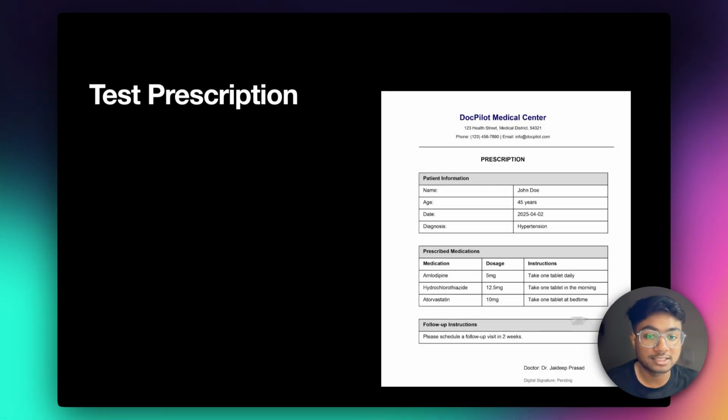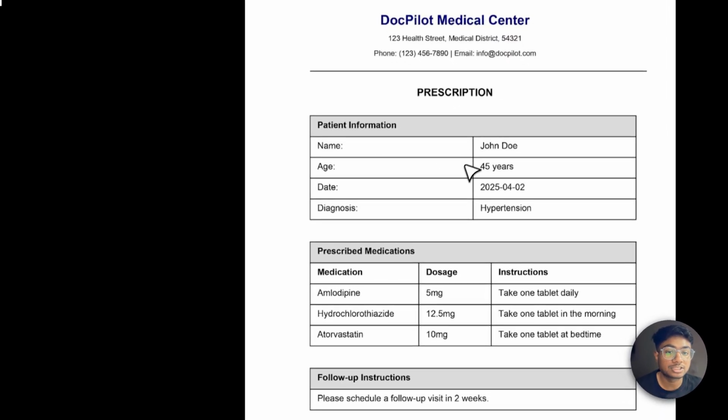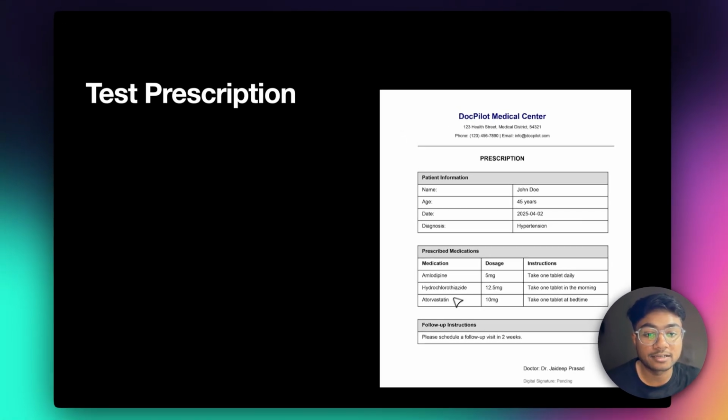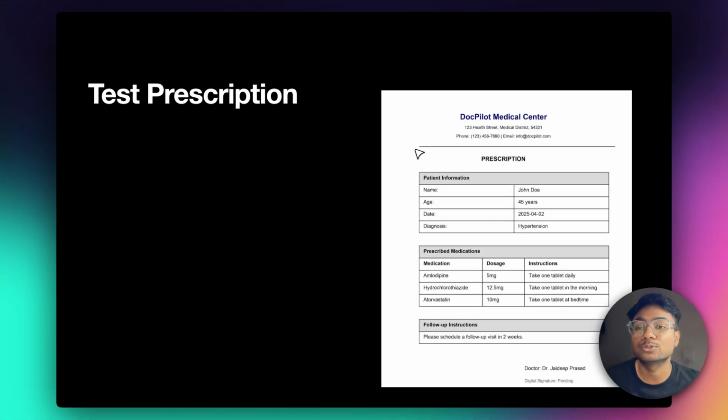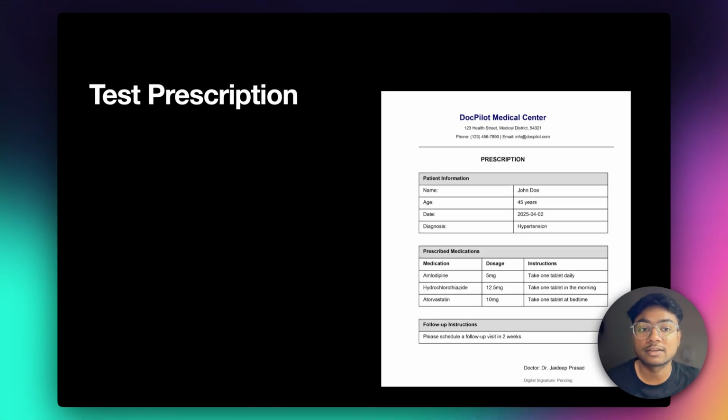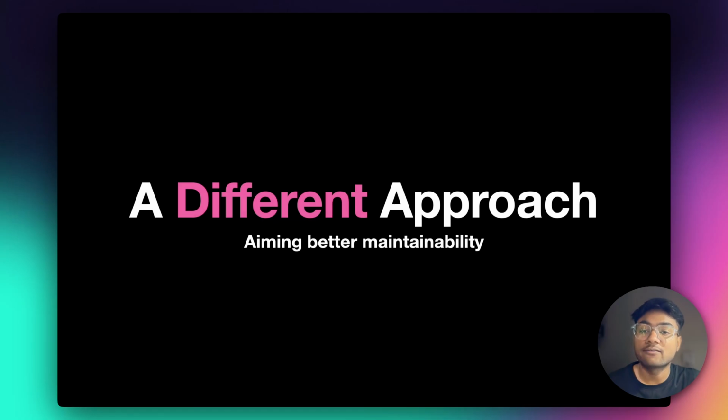This is an example of a test prescription that will be generated, with the name, age, date, and diagnosis, hypertension. A similar PDF like this would be generated with the help of the app itself. The package we are going to use specifically for Flutter is Syncfusion PDF. So I would like to imply a different approach, aiming for better maintainability.